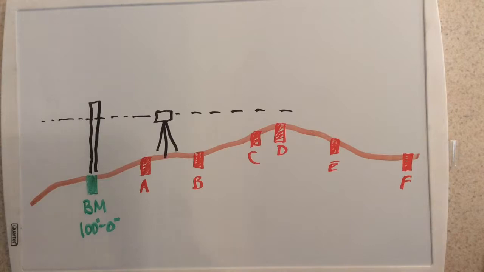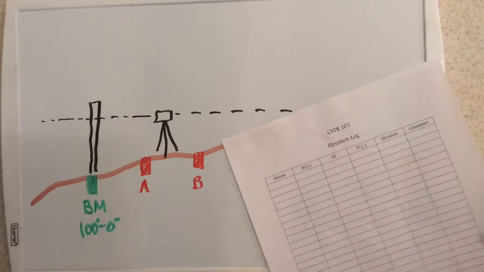Okay, and what we are going to do now is look at how we are going to deal with this information, because from that benchmark we want to find out what the elevation is going to be at A and B and C, D, E, and F. And we're going to do this using an elevation or a surveyor's log.